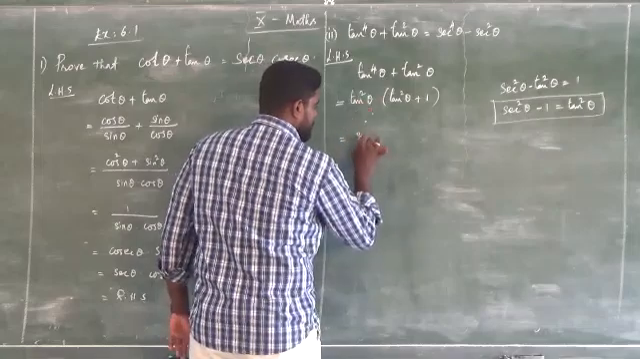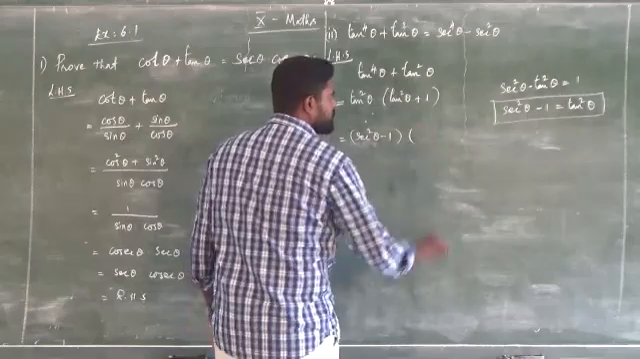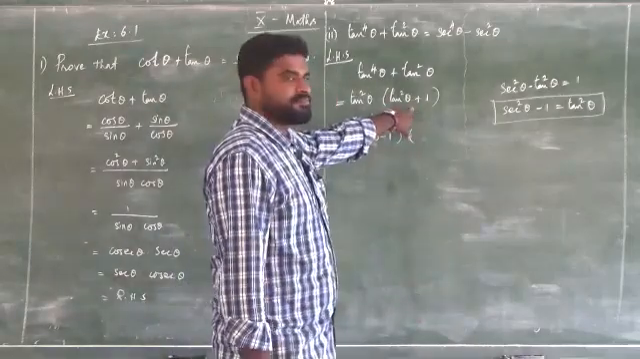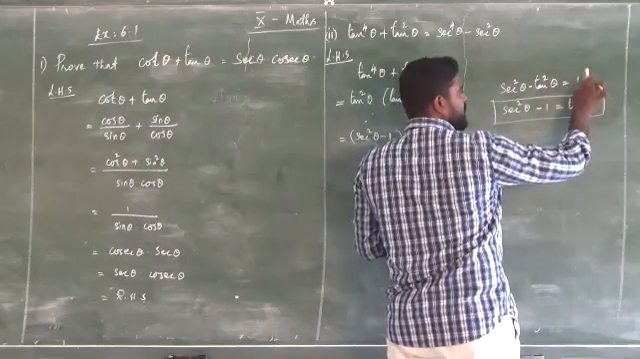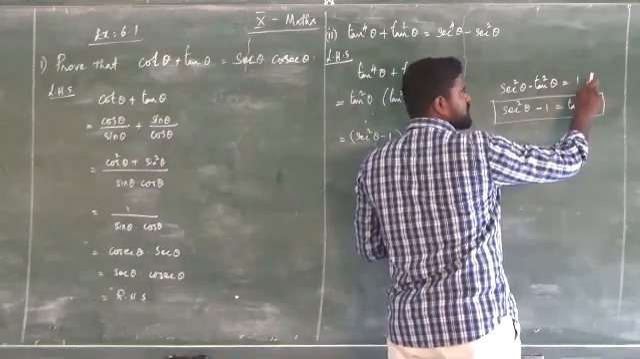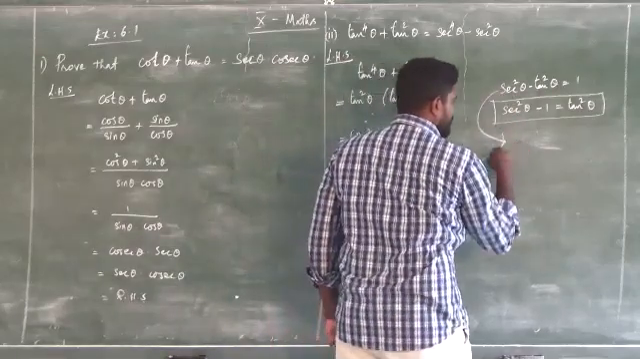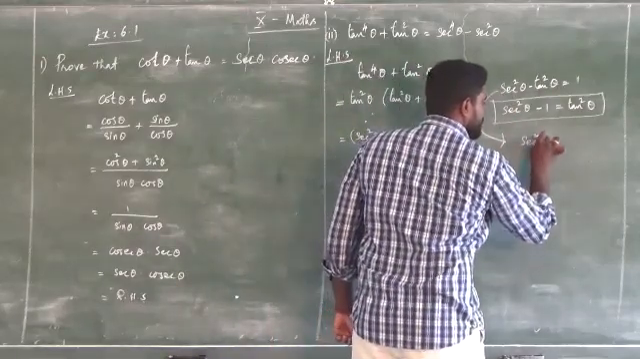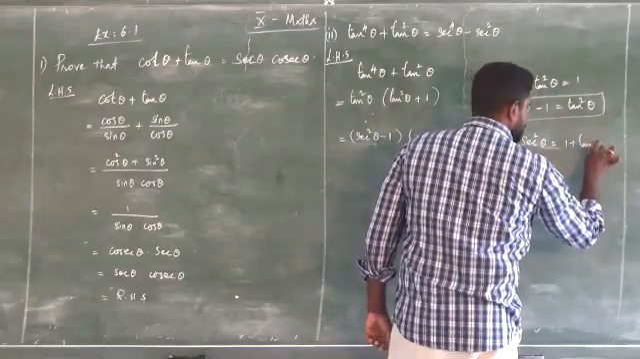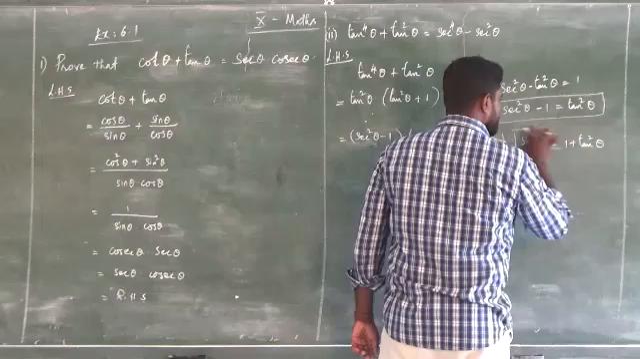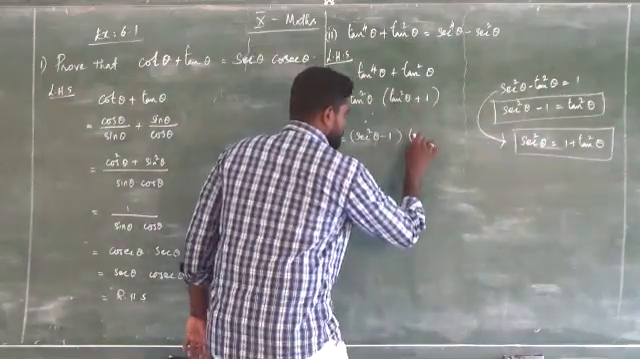So tan square theta, it is secant square theta minus 1, into tan square theta plus 1. If you take minus tan square to that side, it becomes 1 plus tan square. So what is meant by 1 plus tan square? It is secant square. So from this we can write one more formula: secant square theta is equal to 1 plus tan square theta. This is another formula.